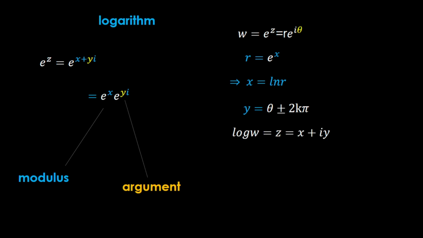Therefore, if you apply logarithm, log w is equal to z, that is z log e, that is 1, times what? x plus iy. x plus iy coming from what? That is ln r, or log r. Log and ln are almost the same thing. They follow the same law.